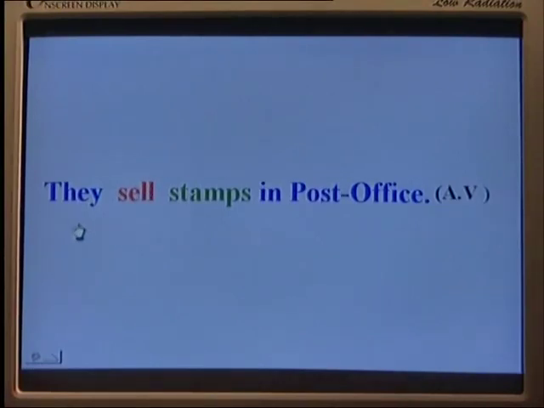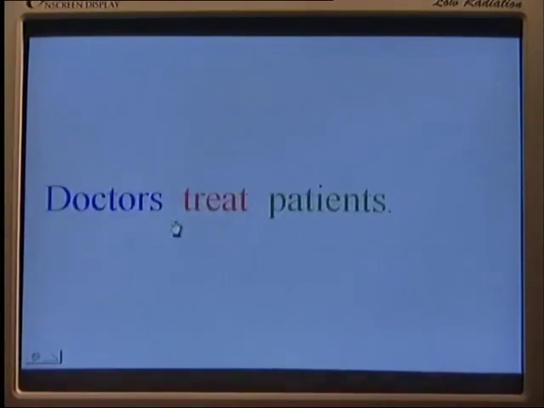And what is the subject here? They. And sell is a verb. And stamps, what do they sell? Stamps. So stamps is the object. And in the third sentence, doctors treat patients. Again, the sentence began with the doer, that is doctors. Doctors do the work of treatment. So again this sentence is in active voice.